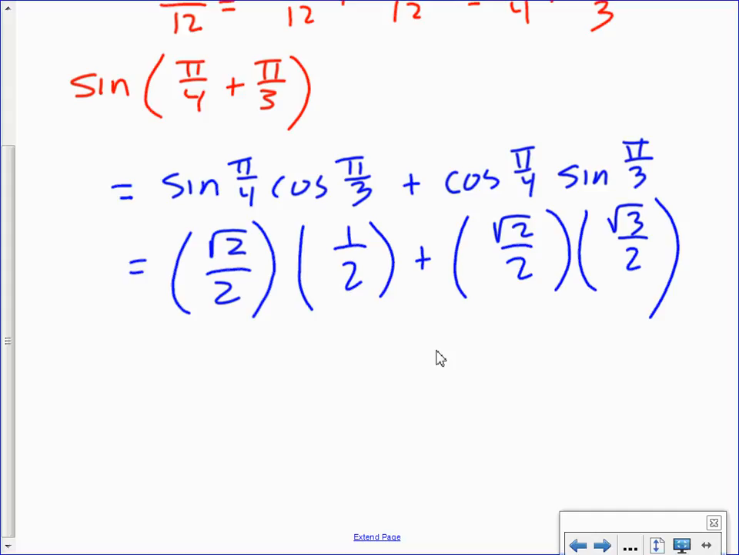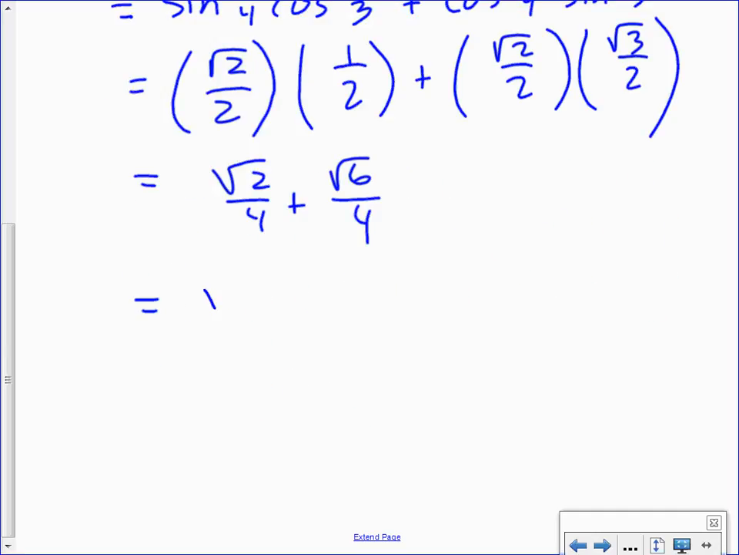It's fine until you get to subtraction. Square root of 2 over 4 plus square root of 6 over 4. That thing comes up a lot. Square root of 2 plus square root of 6 all over 4.